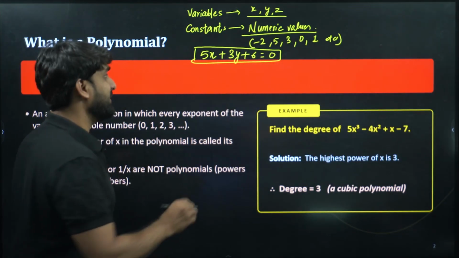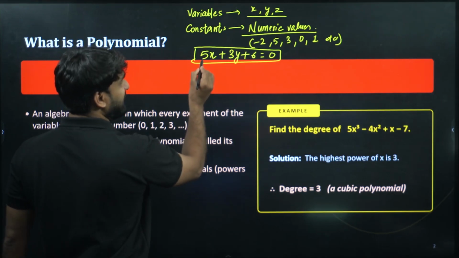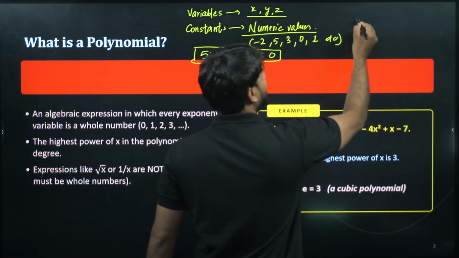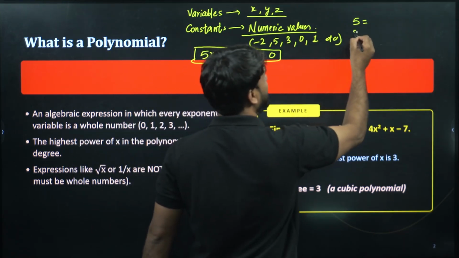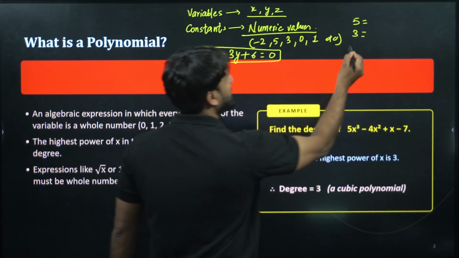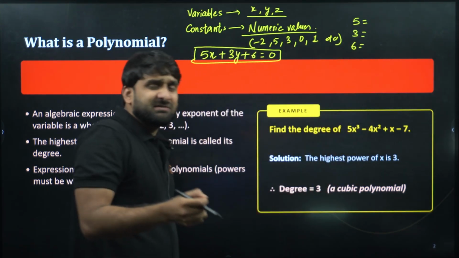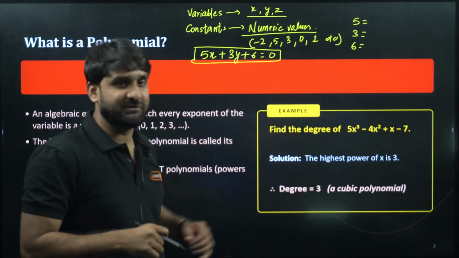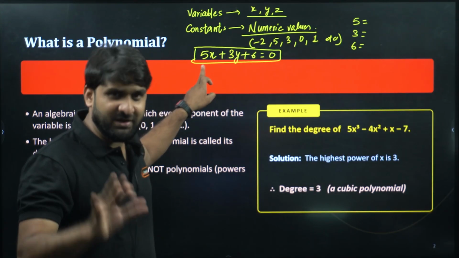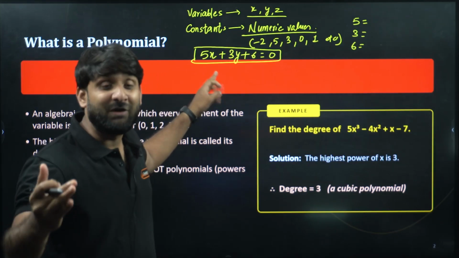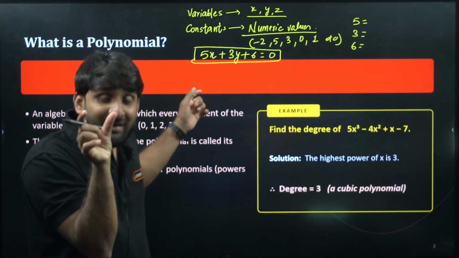Now, my dear champion, can you see this 5 here? This 5 is a constant value because 5 is 5, 3 is constant value, right? And 6 is also constant value. But there is a little difference between 5, 3 and 6. What is the difference? Listen, champions. 5 is constant. Yes, we know 5 is constant. But 5 is connected with x. X is variable.